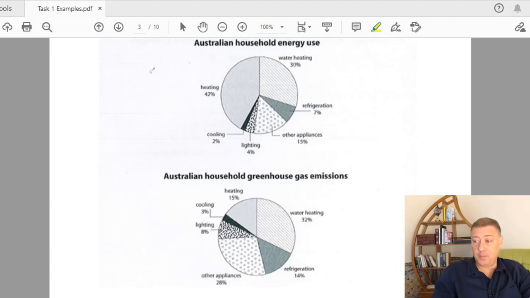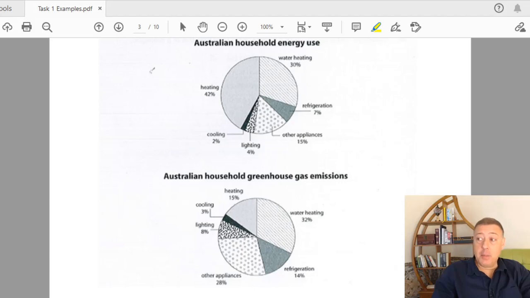So again, the first one, Australian household energy use and Australian household greenhouse gas emissions. So the categories are the same: water heating, heating, cooling. So those are all the same, and you just need to talk about the differences in the categories for the two different situations: household energy use and greenhouse gas emissions.